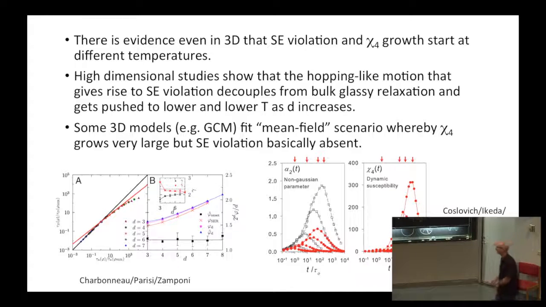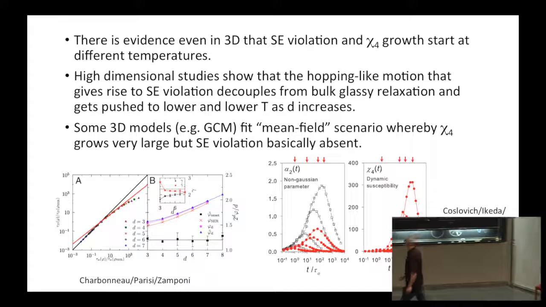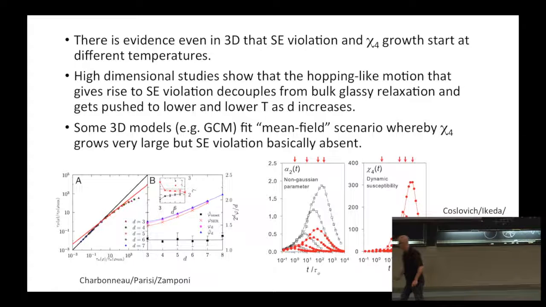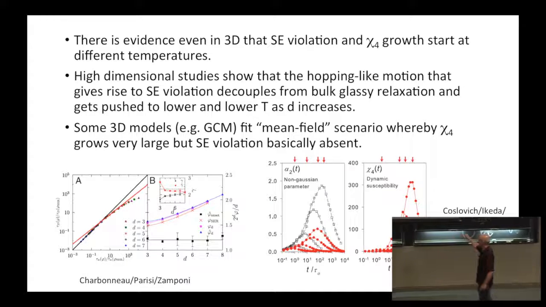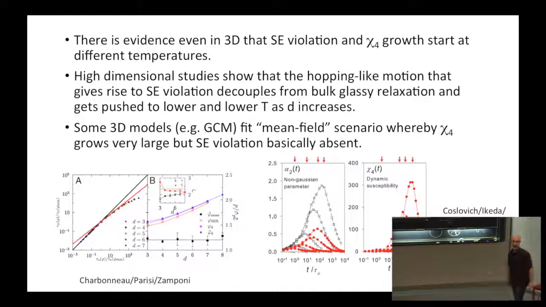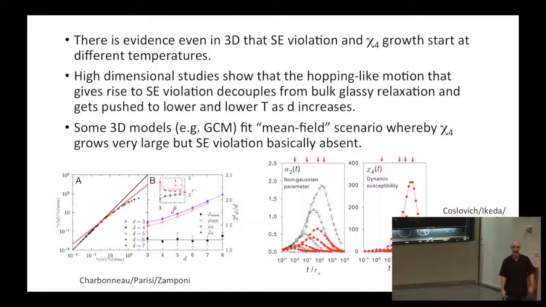And what you find in that kind of system is that, like mean field theory predicts, the dynamical susceptibility grows enormously large, but things like Stokes-Einstein violation are suppressed. In fact, they don't exist at all until you get to a very low temperature. So those kinds of systems are 3-dimensional systems that very closely follow the mean field scenario.